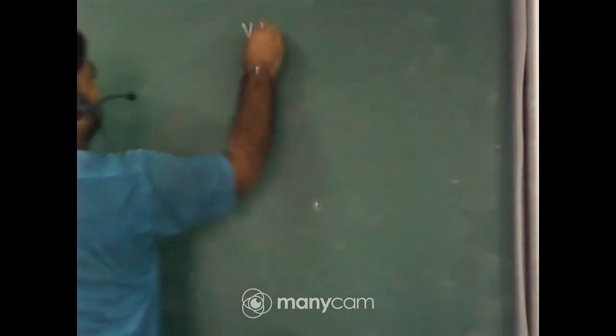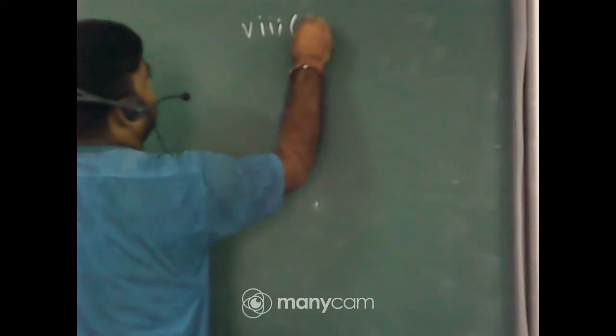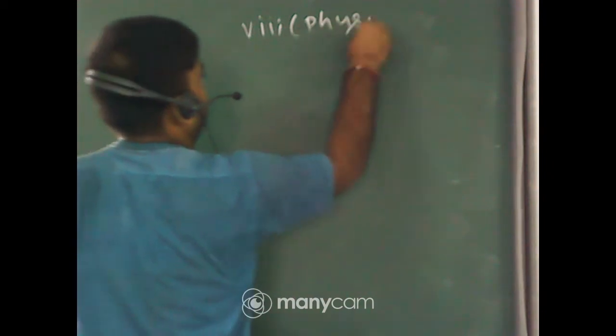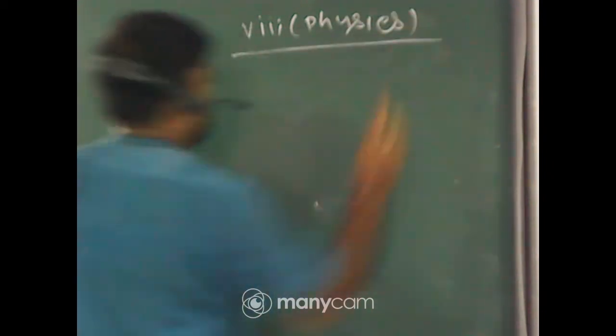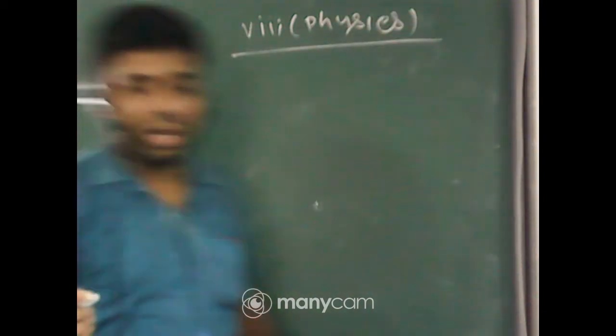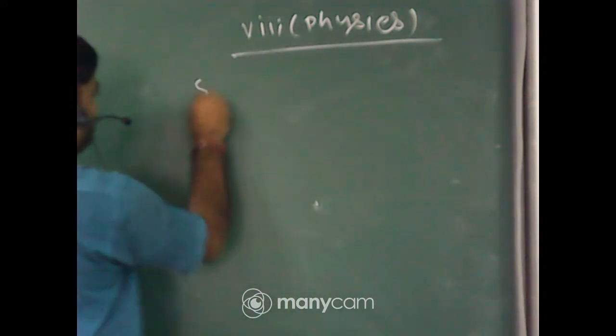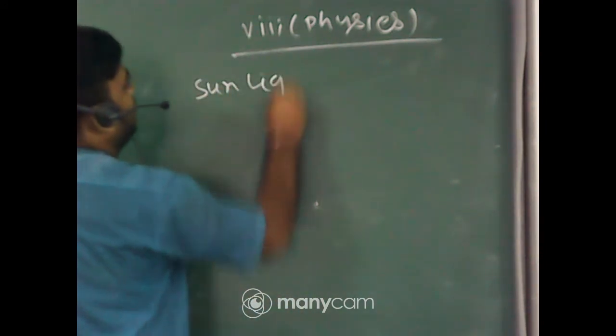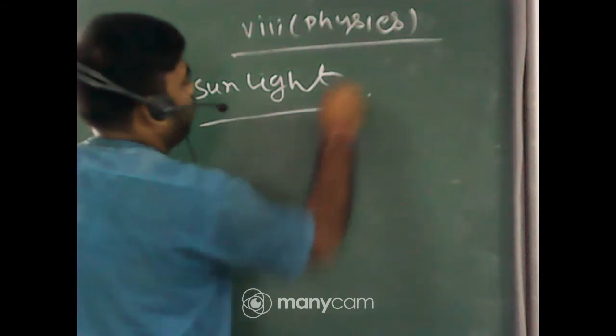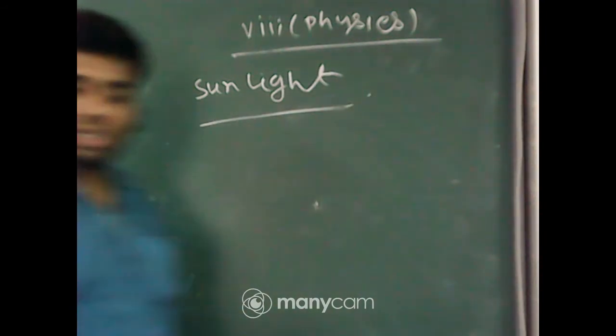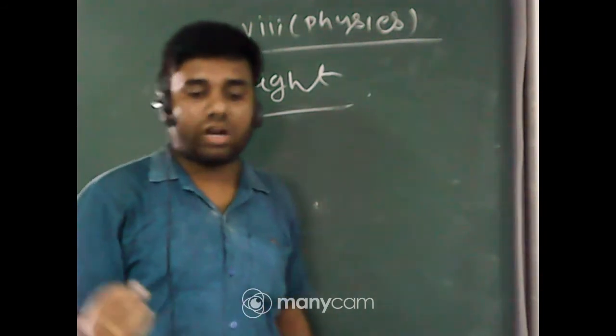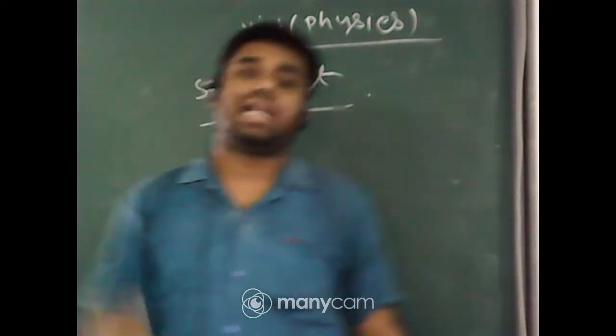Wait. First of all, students, that is class 6 physics. I have discussed in your class about sunlight. Sunlight is white or colorless. It is white and it's made of 7 component colors.